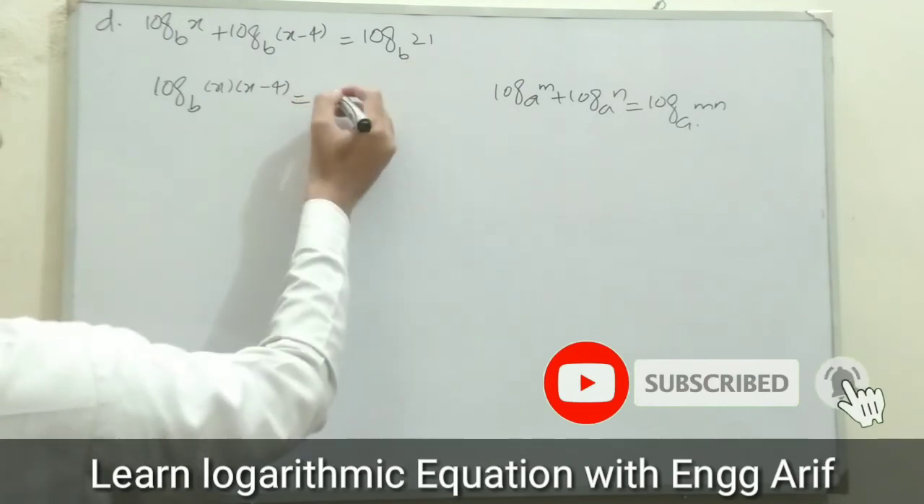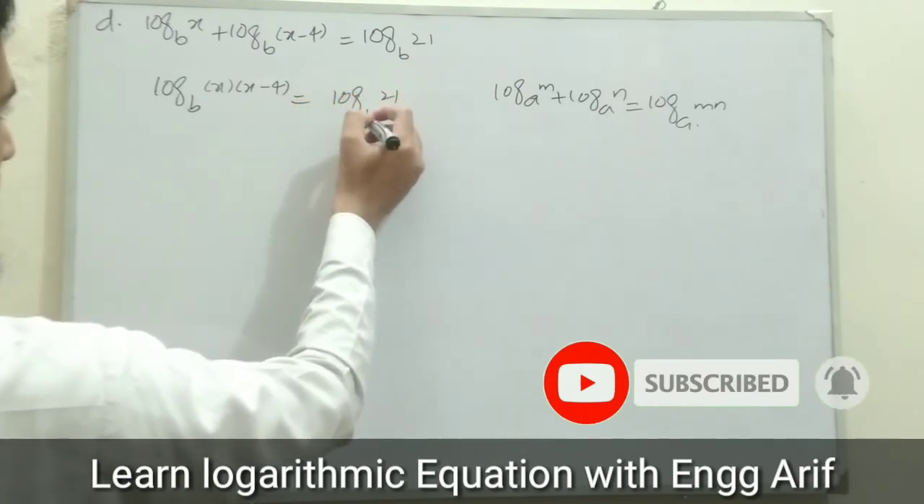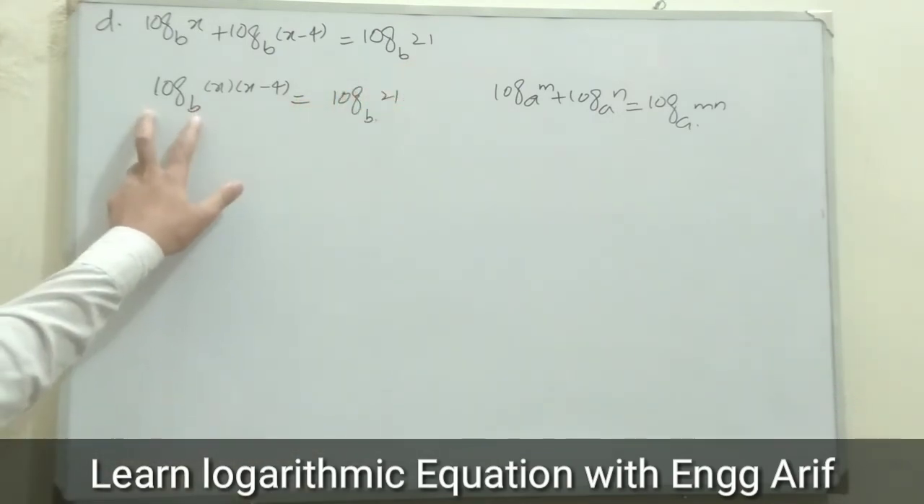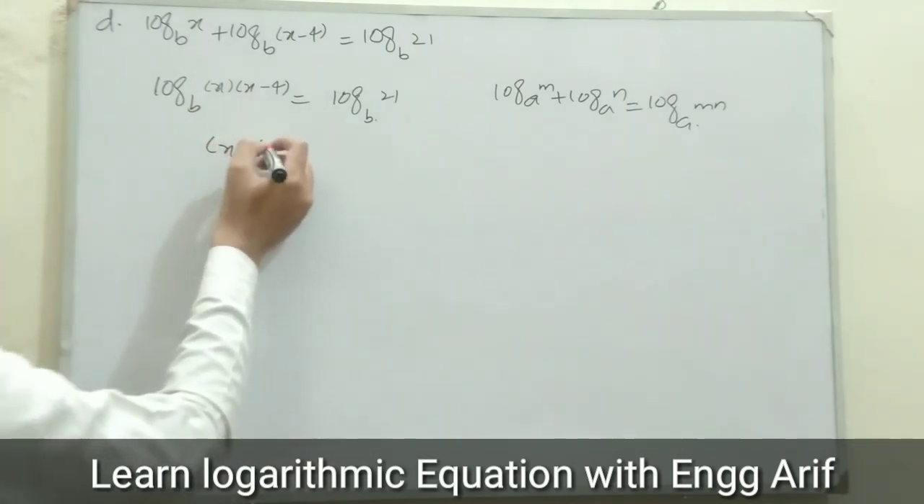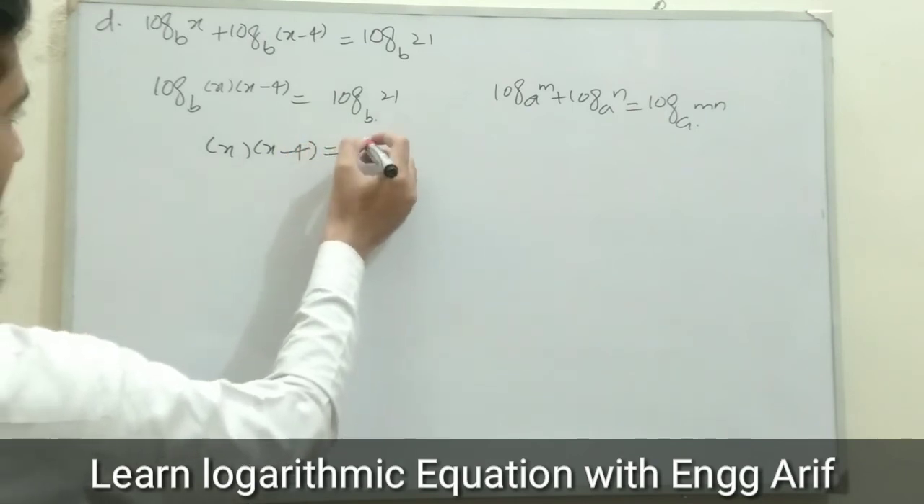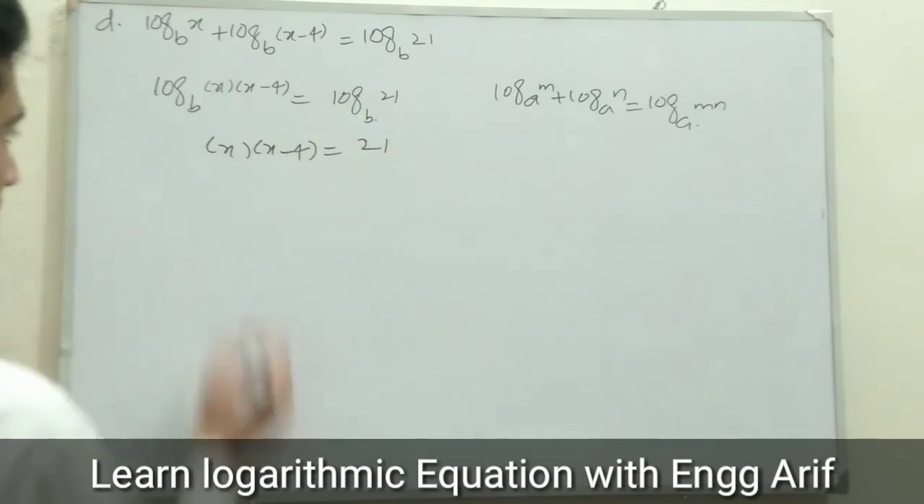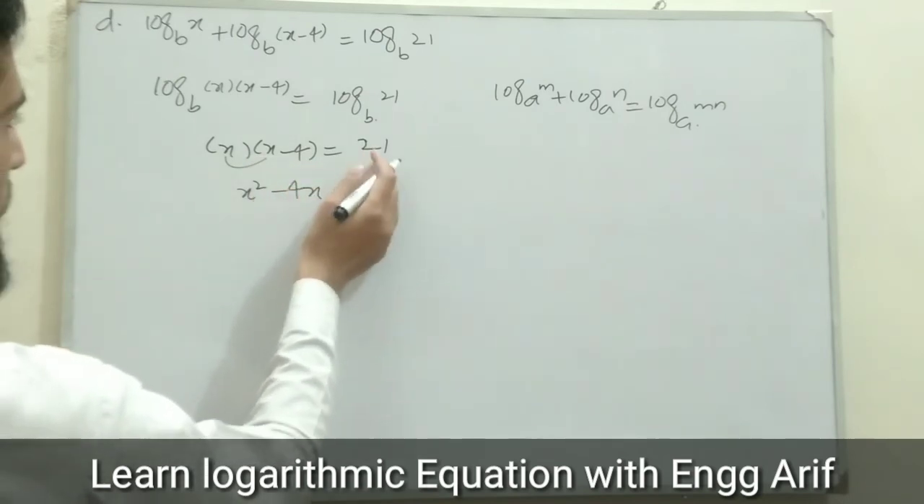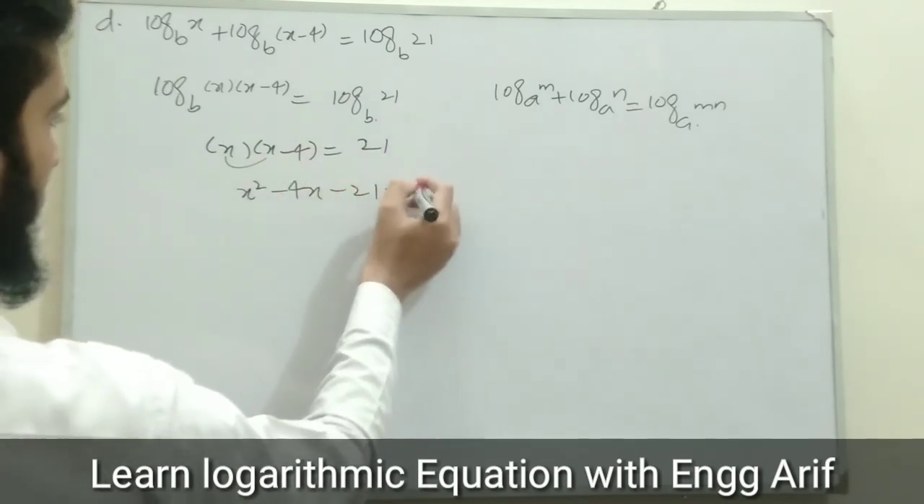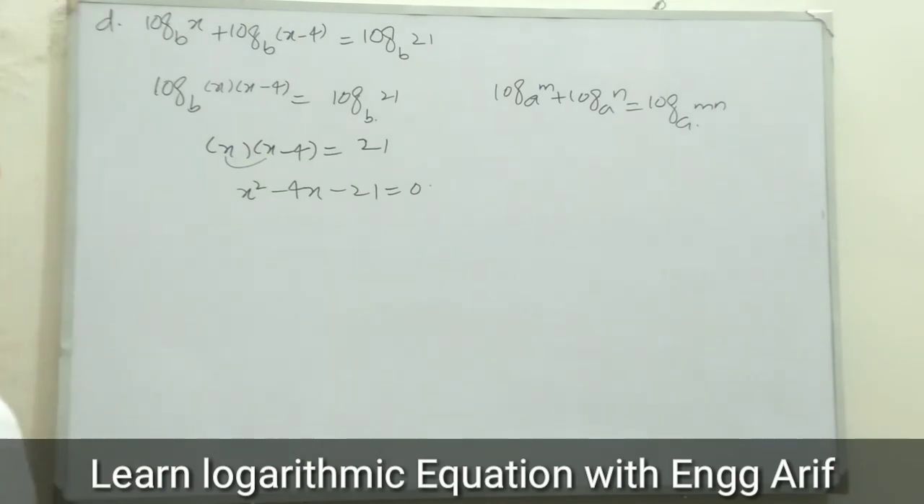After this it is equal to log of 21 to the base b. Now on both sides the base is b. Bases are same, so the powers must be the same. So the powers are x into x minus 4 on the left hand side. On the right hand side we have 21. X multiply x gives us x square. X multiply 4 gives us minus 4x. Shift 21 to the left hand side, it becomes minus 21 is equal to 0. Now solve it by using the quadratic formula.